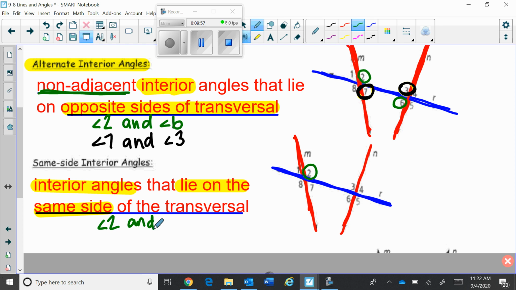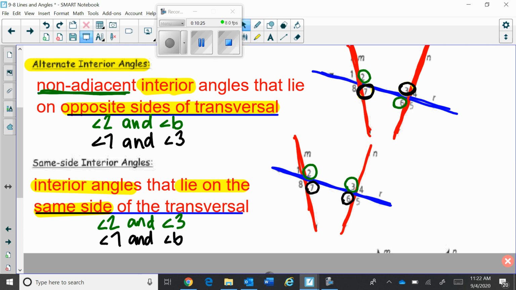So we're going to go with angle 3 because it is also above the transversal line. Then our other set of same side interior angles is number 7. And then it's below the transversal, so we're going to be paired with angle 6. So you see, depending on which type of angle you're looking at, will change what their names are. Okay.